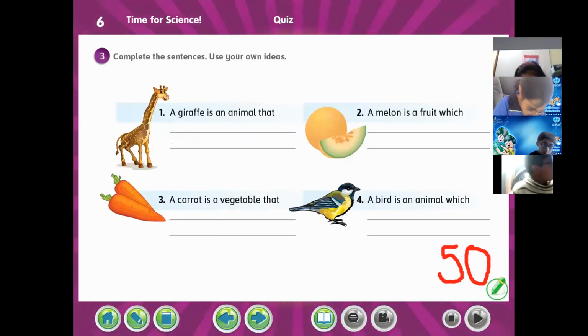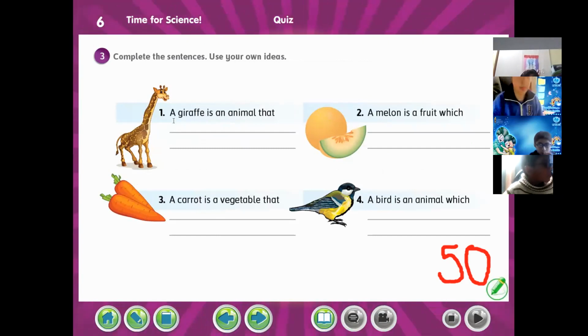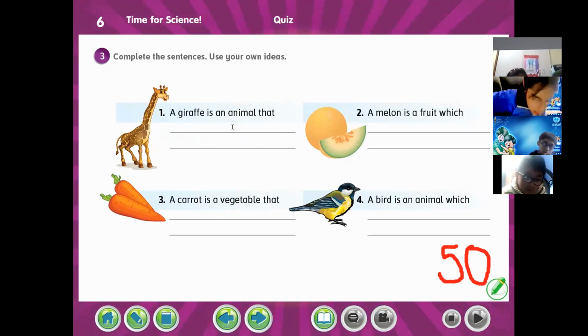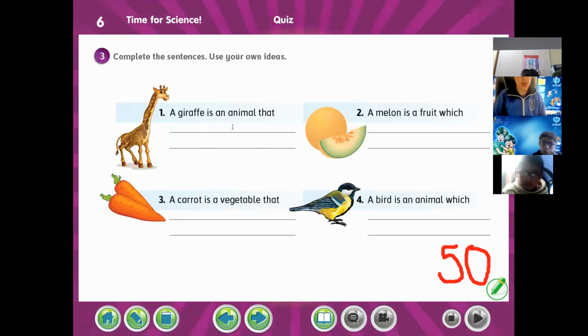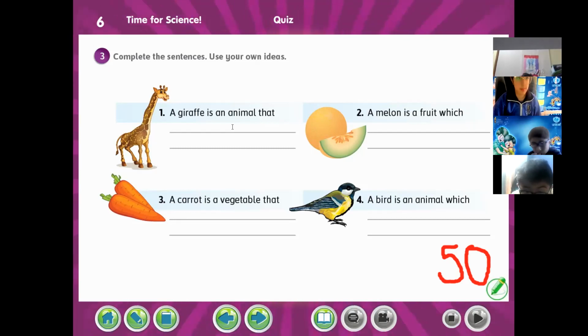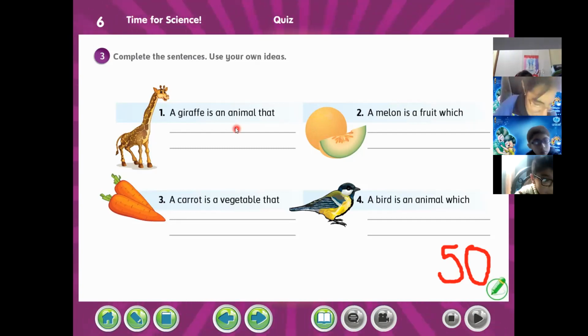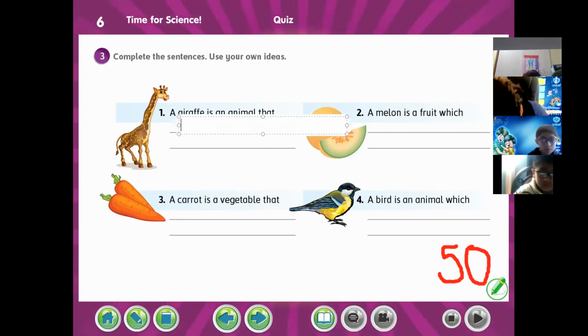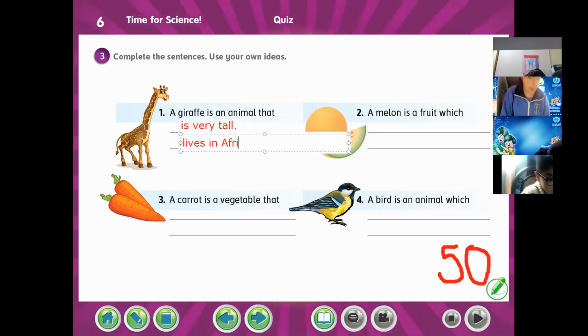For example, if I say a giraffe is an animal that what? Tell me your ideas. We can say it's an animal that is small, is funny. That lives in Africa, yeah, that's good. What else? You have many options, okay? We can say a giraffe is an animal that is very high. Is very tall, okay? That is very tall. This is one option. That lives in Africa, very good. Another idea.